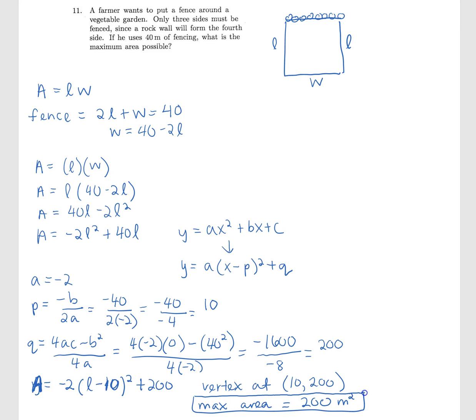And we know that if we were asked to find the dimensions of this vegetable garden, we would know that L is equal to 10 meters, because that's the x, or the value for L when the area is 200 meters squared, and we could use that to find W based on the equations we've written. But this is all we need to do to answer this question, so 200 meters squared is the answer to question 11.